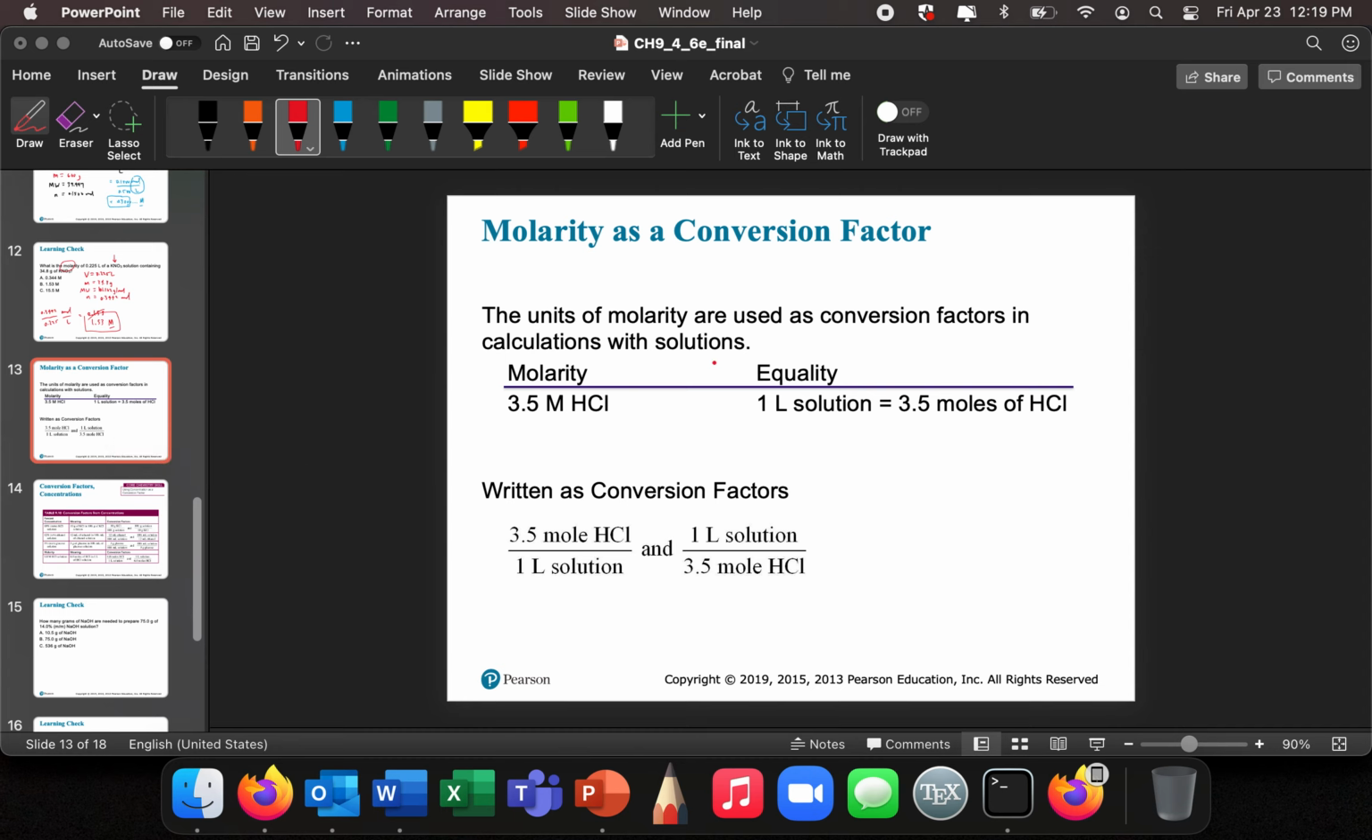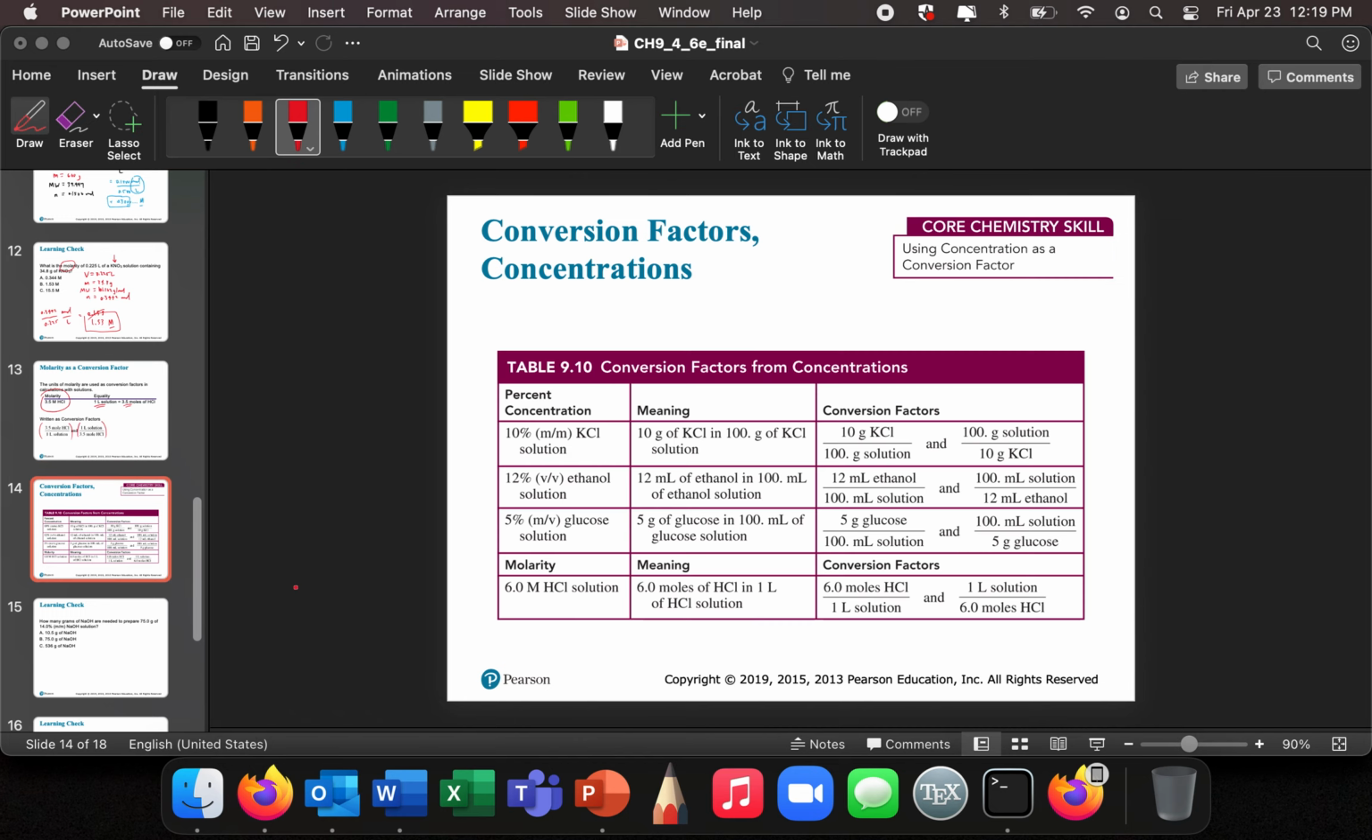We've done conversion factors before, right? So if we have molarity as a conversion factor, we can say, oh, well, my equality is, if there's 3.5 molar HCl, there must be 3.5 moles of HCl for 1 liter of solution, right? And so I can write my conversion factors as either 3.5 moles over 1 liter or 1 liter over 3.5 moles.